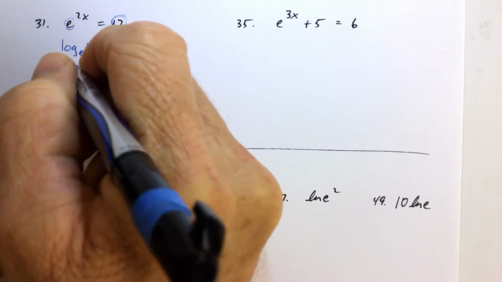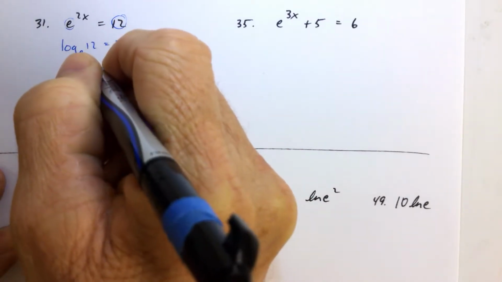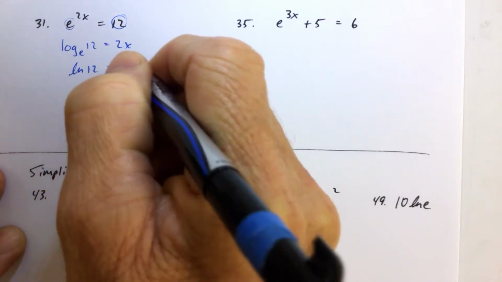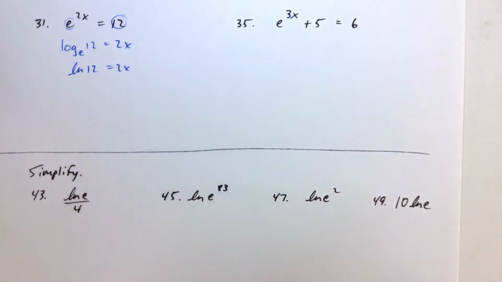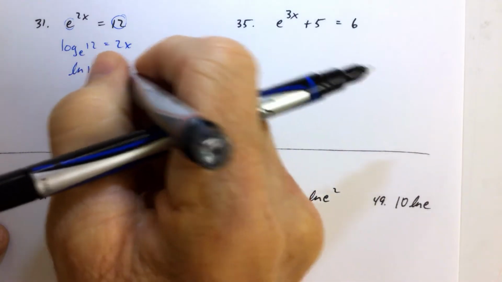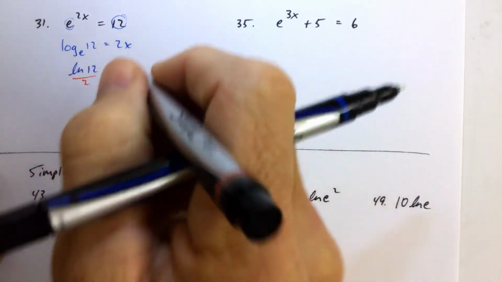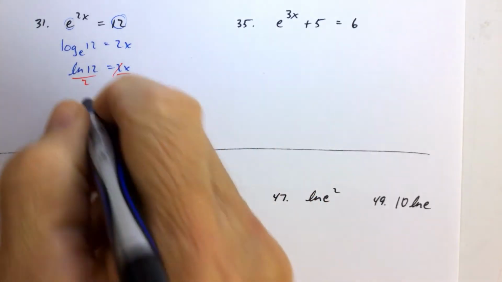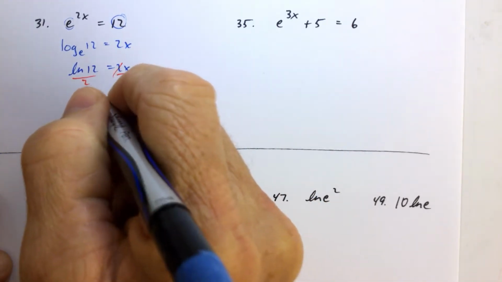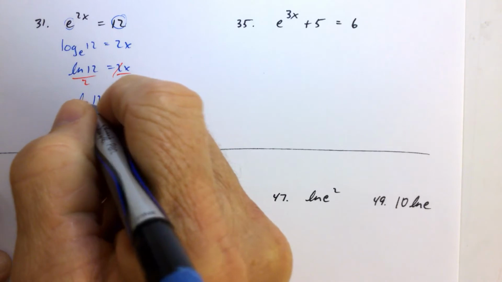Now, when we write log base e, we can rewrite that as ln. So that's what it means. ln of 12 equals 2x. And if ln of 12 equals 2x, ln of 12 is just a number. And since we want to get x by itself, we're going to go ahead and divide both sides by 2. And we're going to write that as ln of 12 over 2.